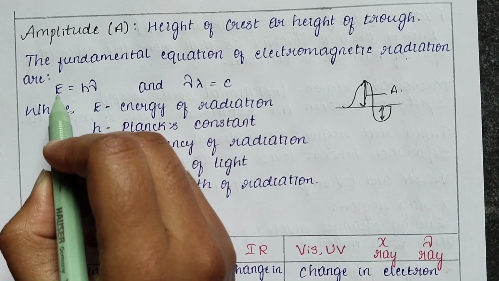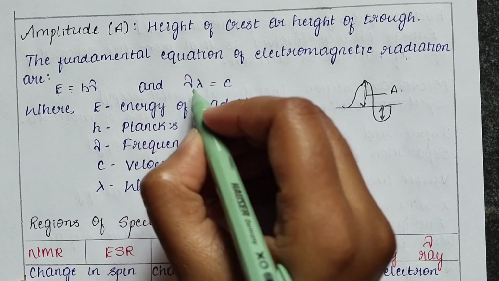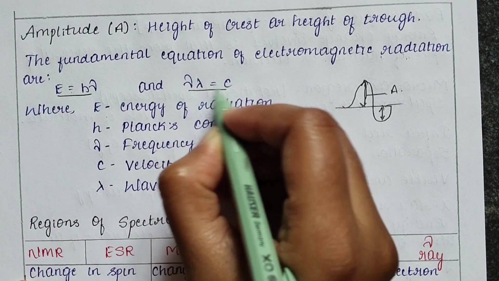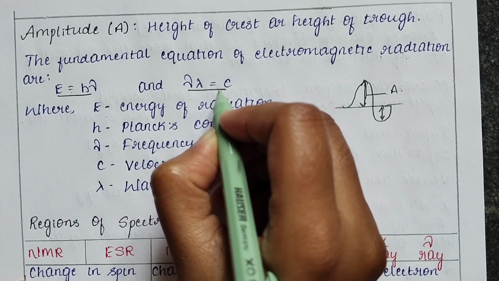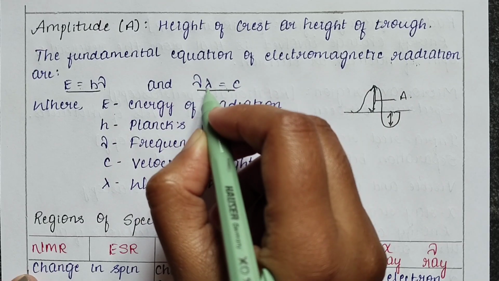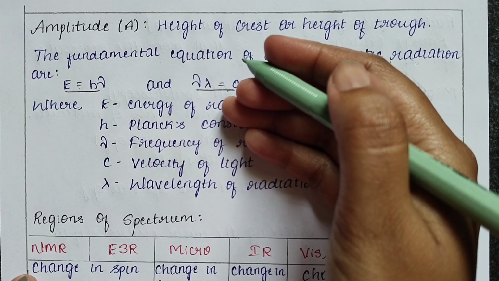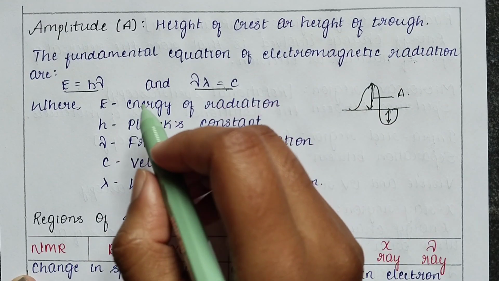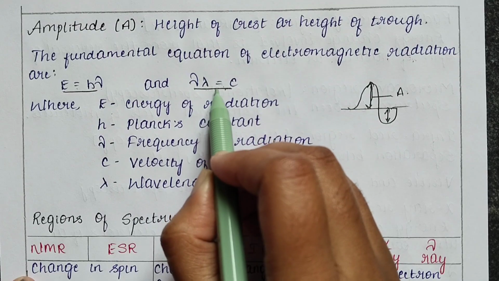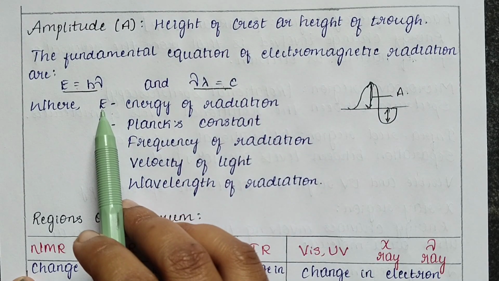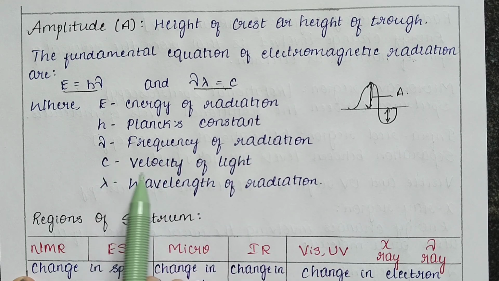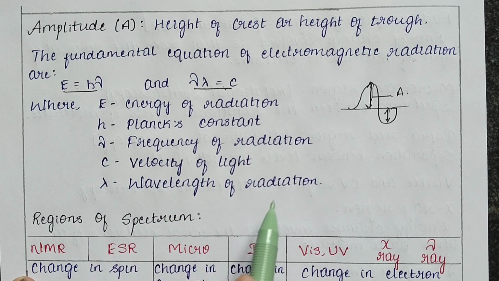And the fundamental equations of electromagnetic radiation are E is equal to h nu, and nu lambda is equal to C. These two equations are very important, and you need to remember them to solve many problems. Some problems will be given directly, and you need to use simple equations like these. The questions may be asked for 2 marks or sometimes 3 marks. Here E is the energy of radiation, h is Planck's constant, nu is the frequency of the radiation, C is the velocity of light, and lambda is the wavelength of the radiation.